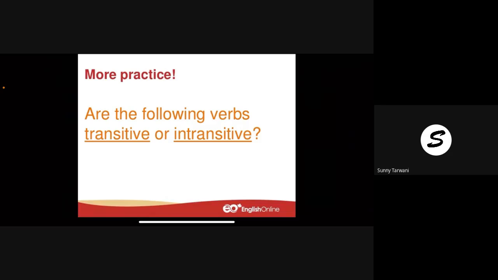So now a quiz for all of you. There will be 10 sentences coming up one by one. You will tell me whether it is transitive or intransitive. Am I clear? Okay. Let's see who gives the answer first and correctly.